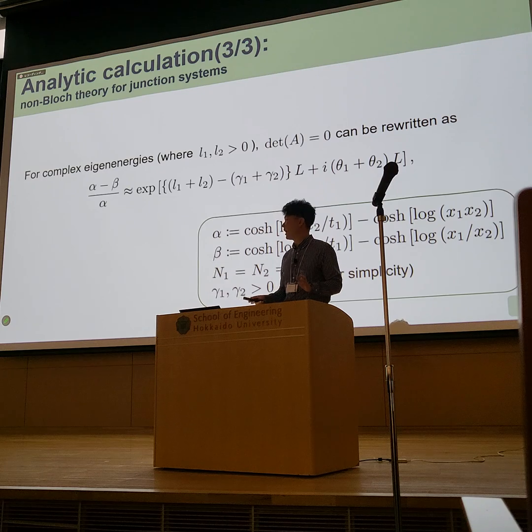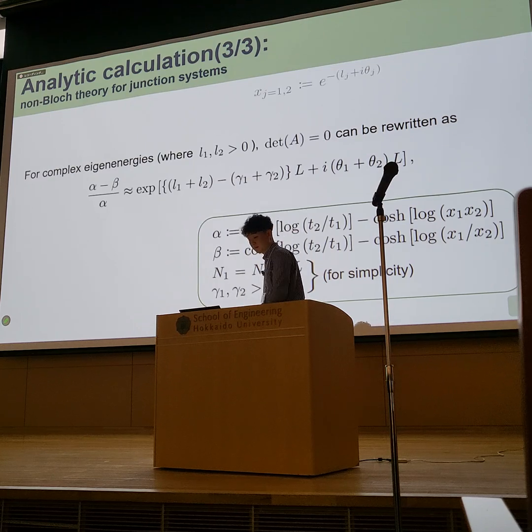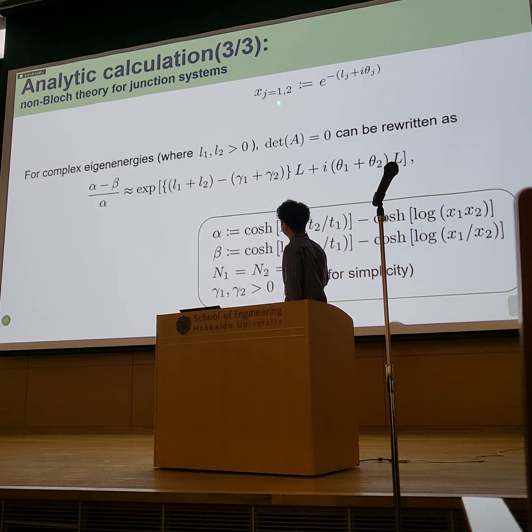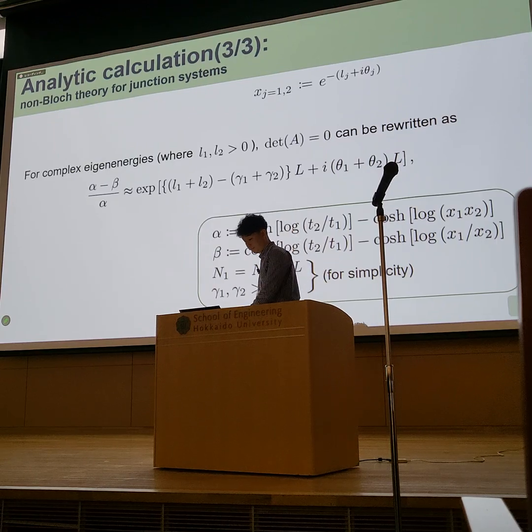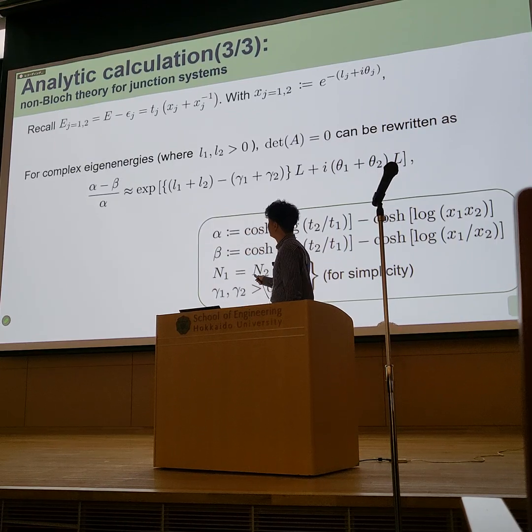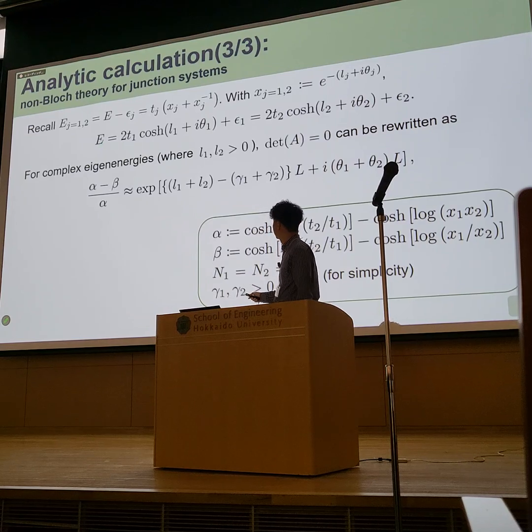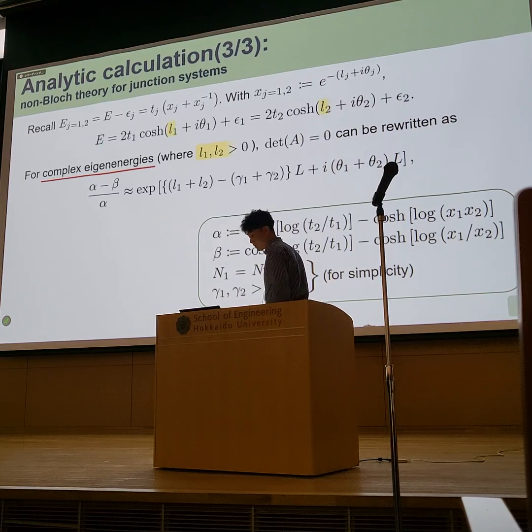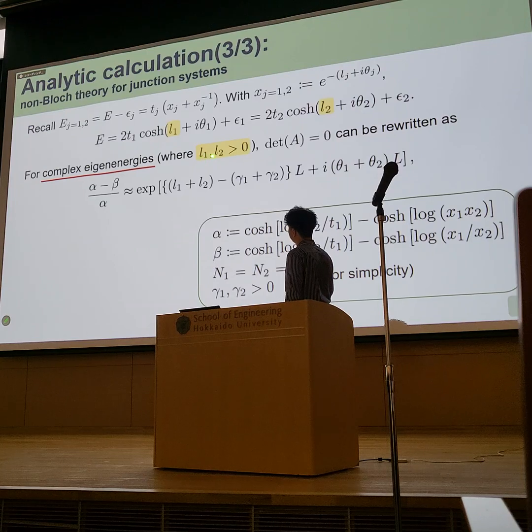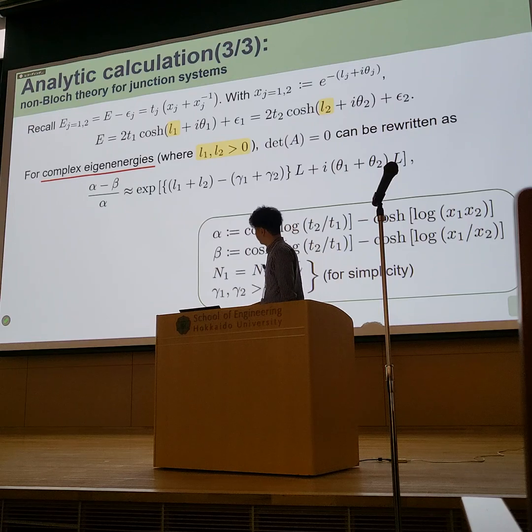While we could analytically calculate for all the cases, due to time constraints, let's consider only the case where L1 and L2 are positive. And L1 and L2 correspond to the absolute values of x1 and x2. And if we recall the relations between the eigenenergy, E1 and E2, and x1 and x2, we can express the eigenenergy as follows. So here, the condition that both L1 and L2 are positive forces the eigenenergy to be complex. So we are now considering four complex eigenenergies.